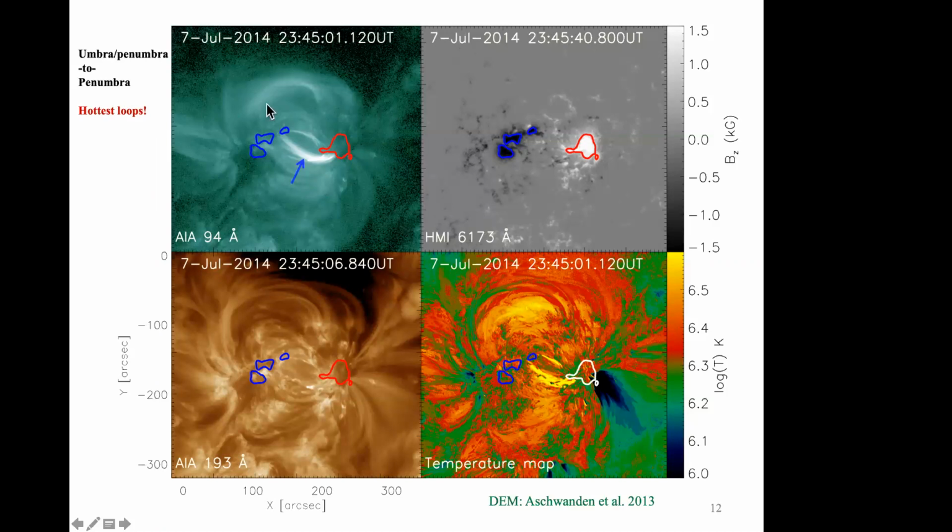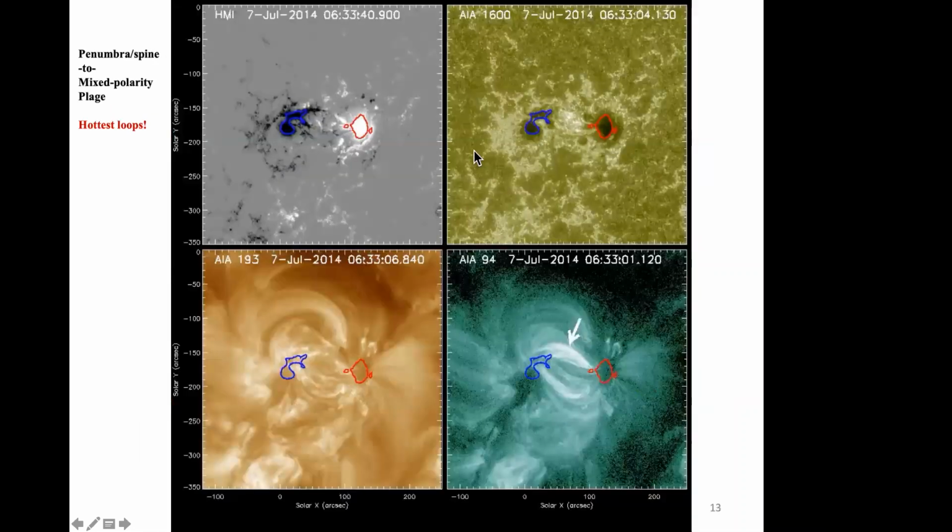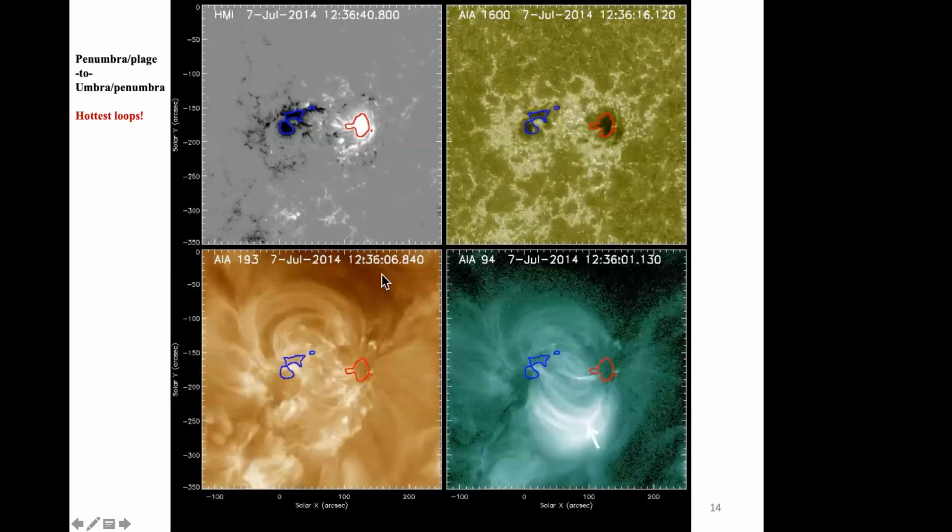And here is another intermediate bright loop. You can see this has intermediate temperature, and there are these fan loops which are dim, and you can see the temperature is low there. This is another set of examples where penumbra connects to a mixed polarity region here, and this is among the brightest loops as well. Another connection here: this particular loop, if you see in the movie, is connected here in sunspot umbra at one foot, and the other foot point is in a unipolar plage region here.